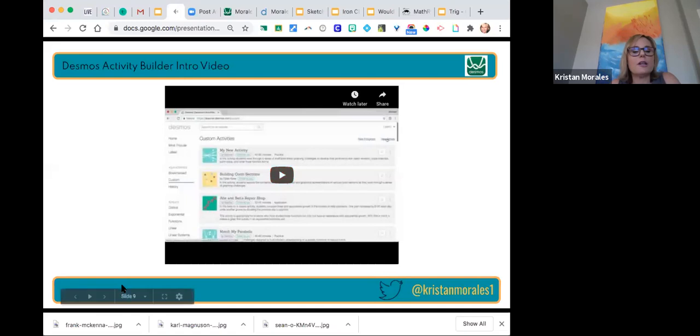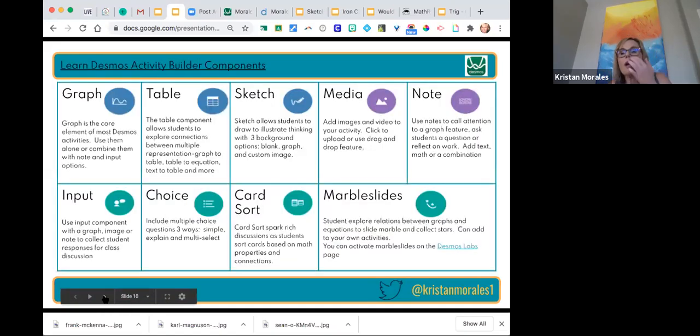Okay, so the Desmos Activity Builder. As you saw in the video, there are different components. When you're building your activity, you can include any of these components. And probably the ones you're going to use most frequently would be your graph, table, sketch. The sketch is like the one where I had the which one doesn't belong, where you can put an image in there and students can draw on top of it.